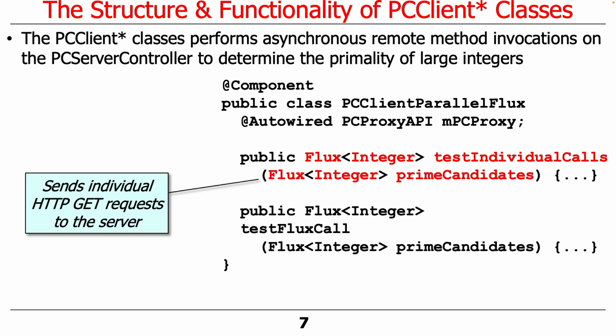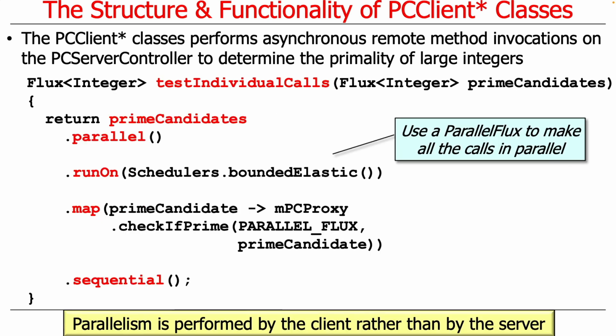Here's the test individual calls method. That's going to send the calls to the receiver one at a time, but concurrently. So that's pretty cool. And let's go ahead and take a look and see how that works. So we'll go through this in more detail, but this actually looks quite a bit like the server-side implementation, except it's on the client side this time.